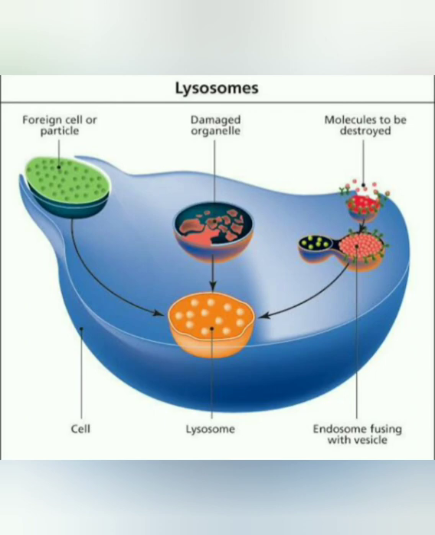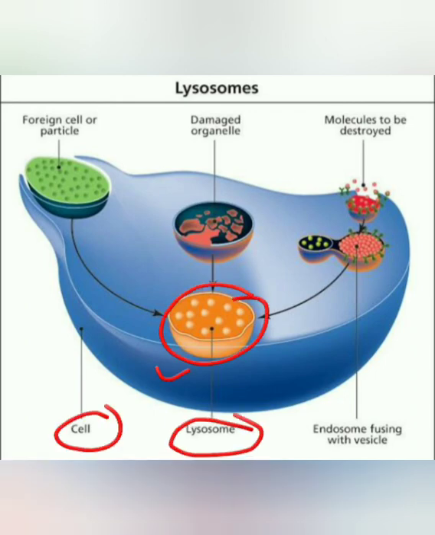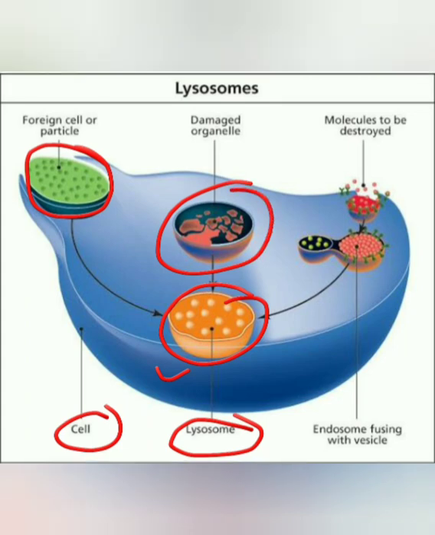As in this picture you can see, this is the cell and here is the lysosome. These are the foreign particles or the cell, and these are the damaged organelles of the cell. And altogether this lysosome is destroying the foreign particles as well as its own cell.